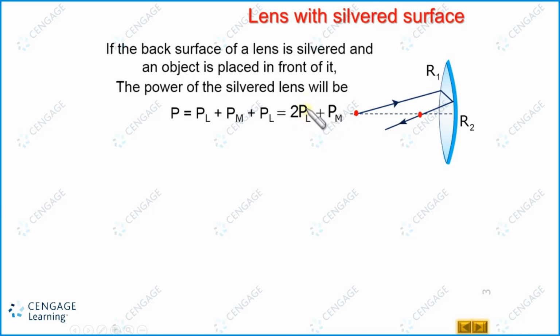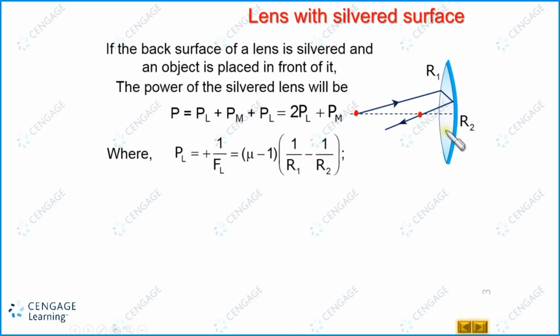We know this power is related with the focal length, it is reciprocal of the focal length. We write power of the lens equal to plus 1 upon focal length, right? Because we write power of the lens as 1 upon focal length with the positive sign, and we know 1 upon f equals mu minus 1 times 1 upon R1 minus 1 upon R2. We can calculate the focal length by using the lens maker formula. This is the lens maker formula. R1, R2 are the radius of curvature, and mu is the refractive index of material of the lens.